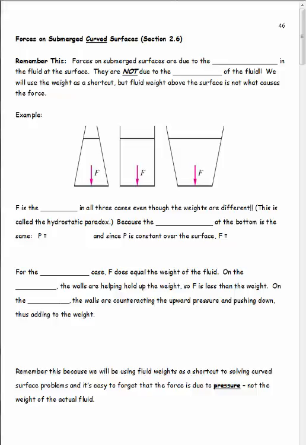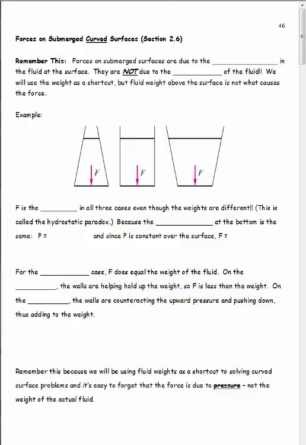So what we did last time was look at forces on submerged flat surfaces. Now we're going to extend it to submerged curved surfaces. Okay, so the main confusion on these problems is the weight. It has to do with the weight of the fluid. We are going to use the weight of some fluid in order to figure out these problems.